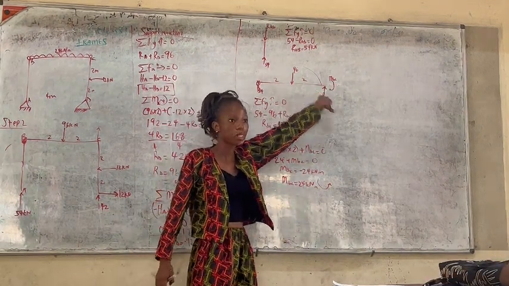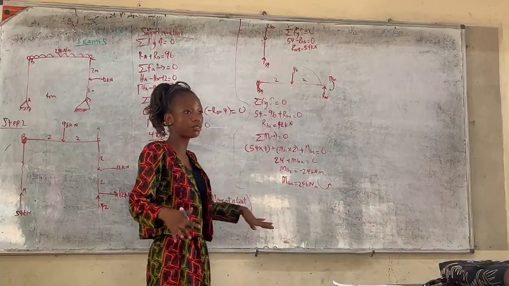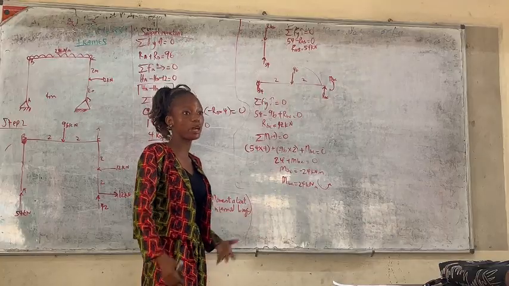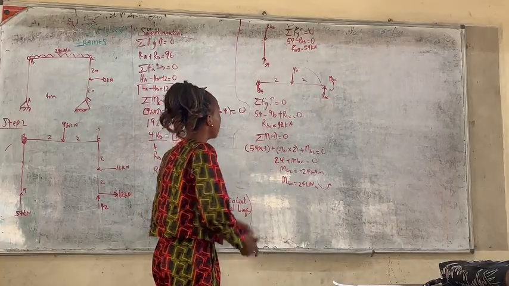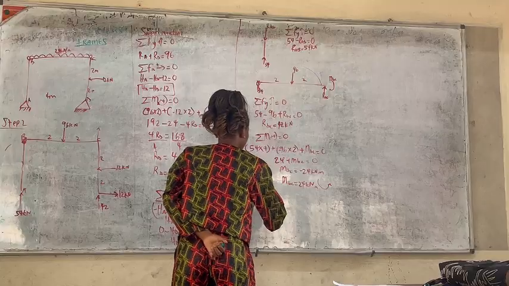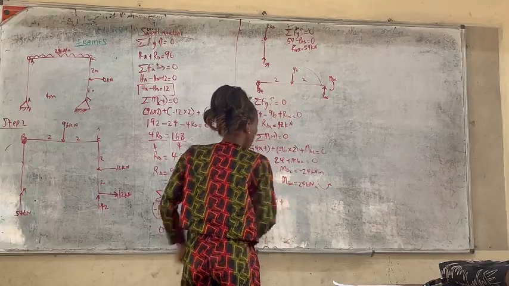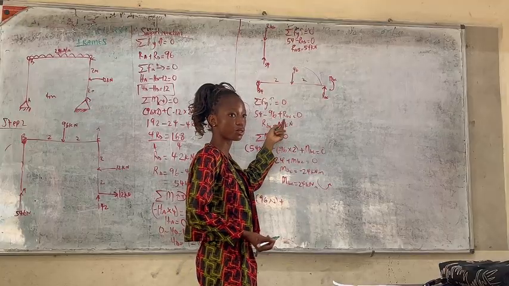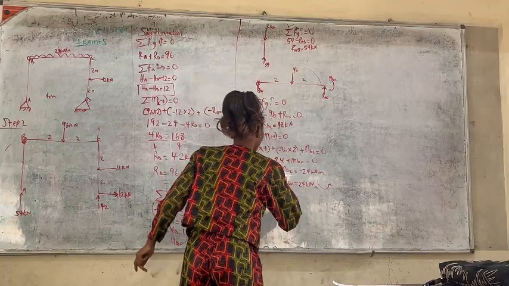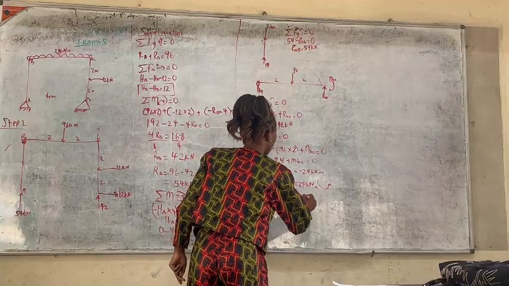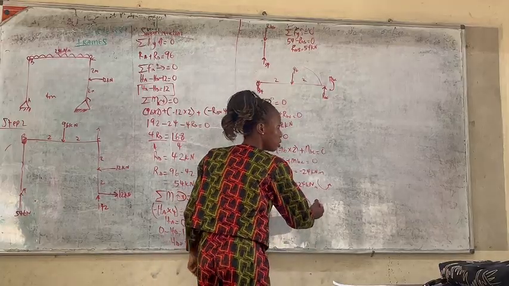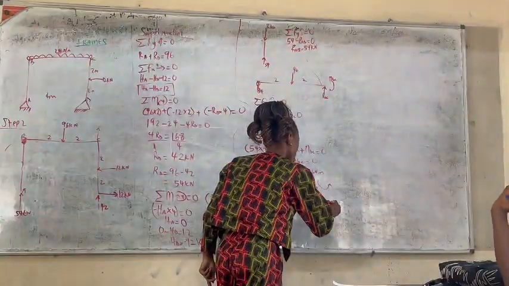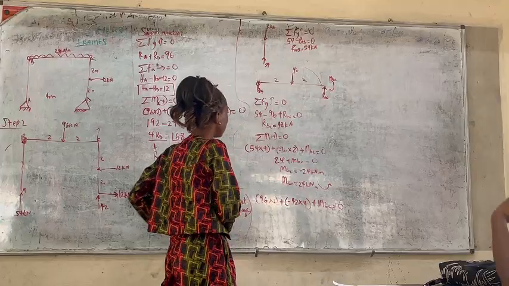Now, to make it fair and easy, let's take a moment about B and still solve for the same thing, to see whether we get the same answer. Take a moment about B, you have 96 times, plus we've gotten RBC. RBC is 42. So we now have negative 42 times 4, plus MBC, and that gives us 0.